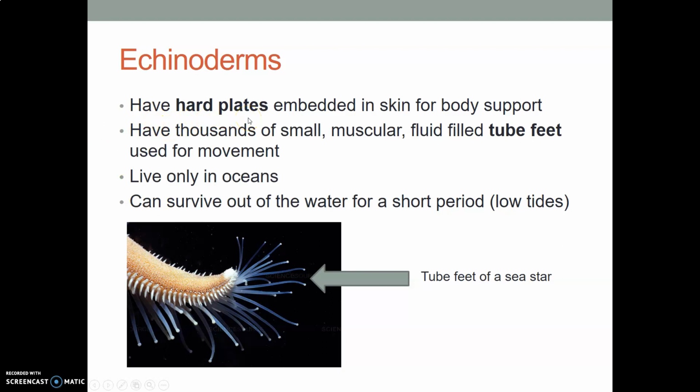Echinoderms have hard plates embedded in their skin for body support, kind of like a suit of armor on the inside. And they have thousands of these small, muscular, fluid-filled tube feet, and that's how they move. They live only in the ocean. They can survive out of the water for a short period, like when the tide is low.